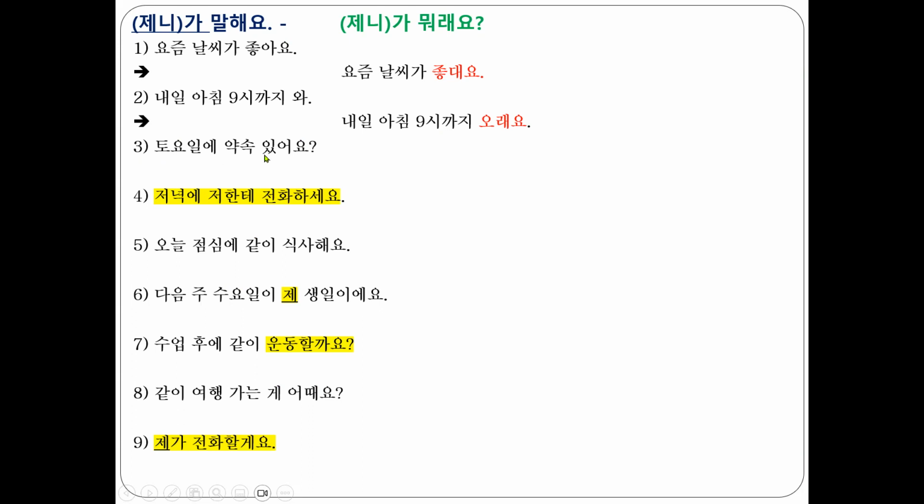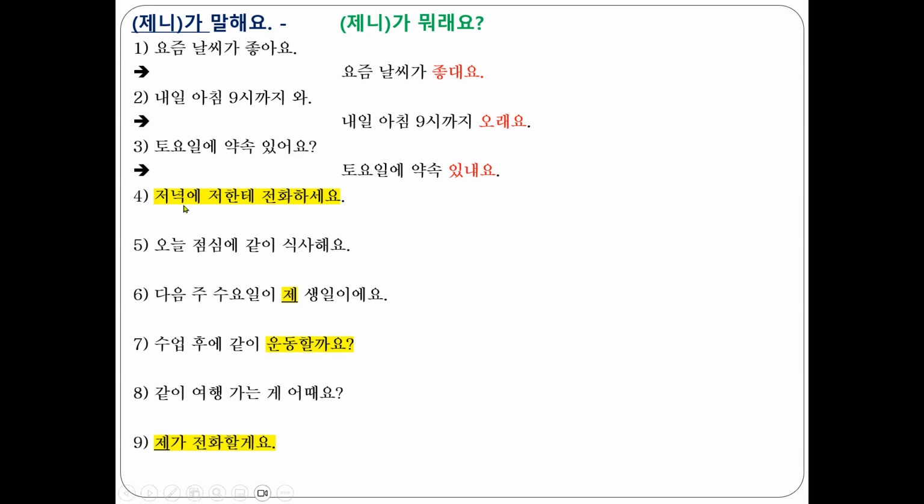토요일에 약속 있어요. So it's a question, right? So 있다, 있냐, 있냬요. 토요일에 약속 있냬요. She asked me whether I have an appointment this Saturday.